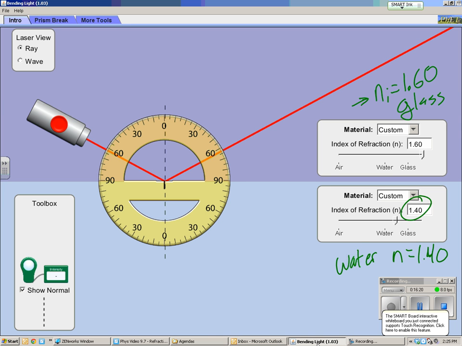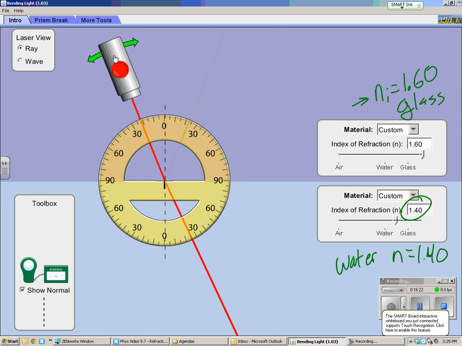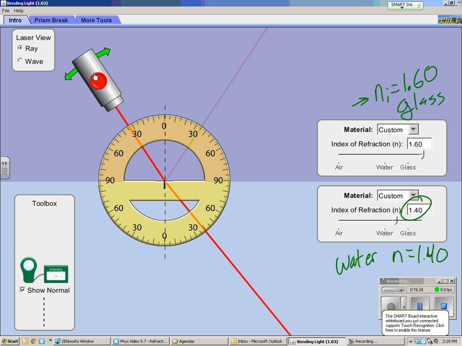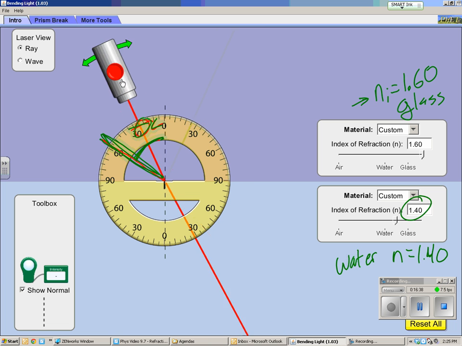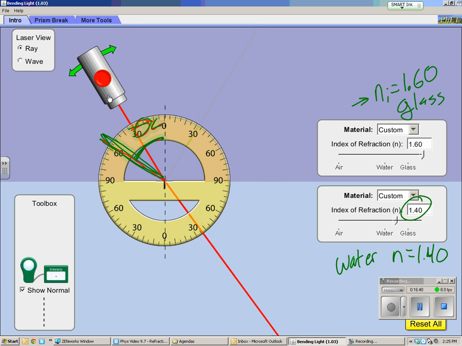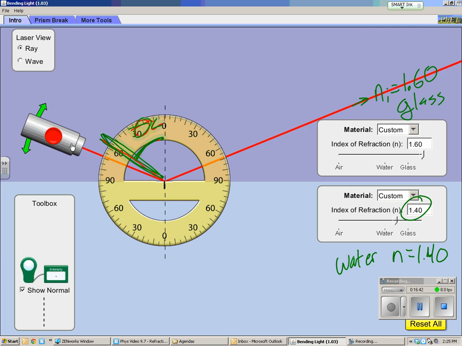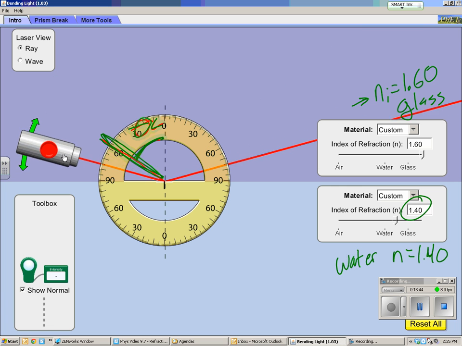So watch what happens. If my angle of incidence is less than 58 degrees, let me make a mark at 58 degrees. So this, theoretically, that should be my critical angle. Let me go over that in a different color. So there's my critical angle. So as long as my angle of incidence is smaller than that, it refracts. And as soon as I go past it, it just reflects, right? Okay. So there you go.